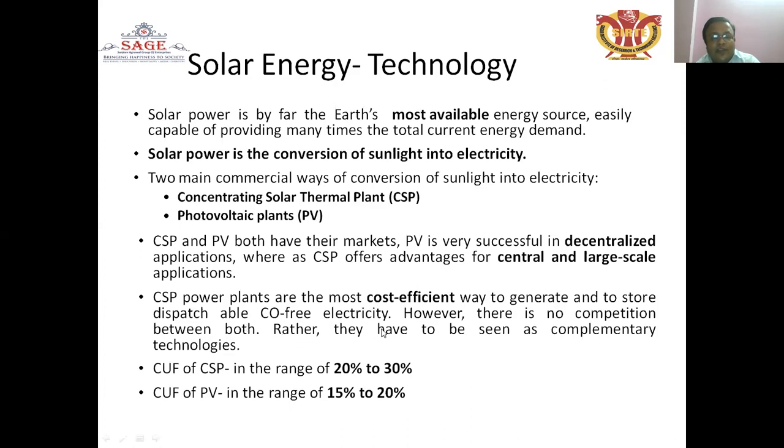CSP power plants are the most cost efficient way to generate and store dispatchable CO2-free electricity. However, there is no competition between the two; rather, they have to be seen as complementary technologies. CUF of CSP is in the range of 20 to 30%, CUF of PV in the range of 15 to 20%.